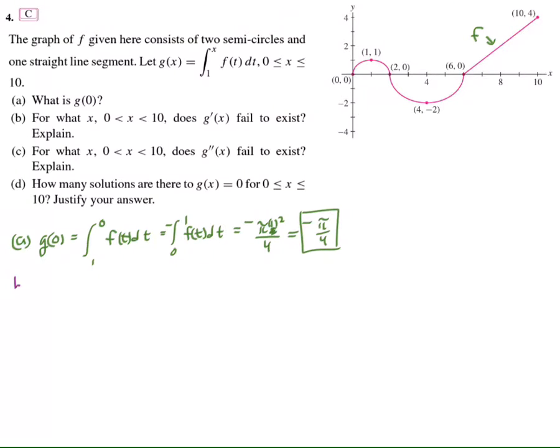Now let's look at the next problem. The next problem says, for what values of x between 0 and 10 does g prime fail to exist? G prime. Now what is g prime? Hopefully you're thinking of the fundamental theorem of calculus part 2. We're going to take g, which goes from 1 to x of f of t dt, and we're going to take the derivative of this whole thing with respect to x. What the fundamental theorem of calculus says is that if you take the derivative of that, it cancels out the integral, essentially.